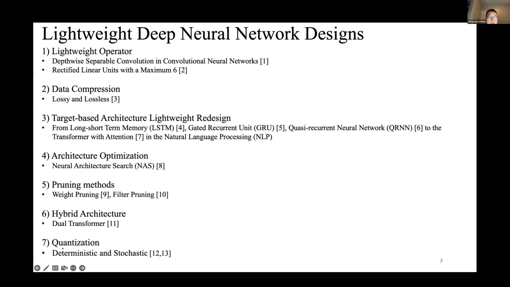The final thing is we can also do quantization. This is the most hardware friendly. We also have 2 categories, deterministic and stochastic. Deterministic is where we want to map the quantized value to the real value. Stochastic is where we want to map the quantized value to a distribution of the real value.